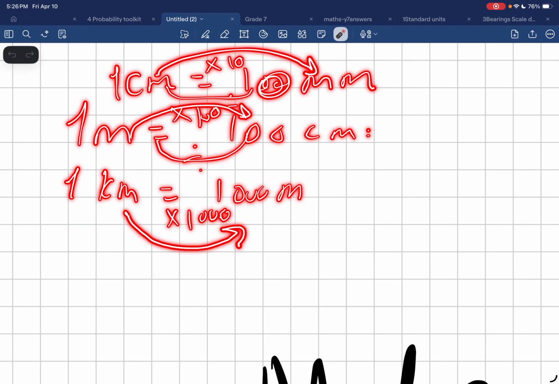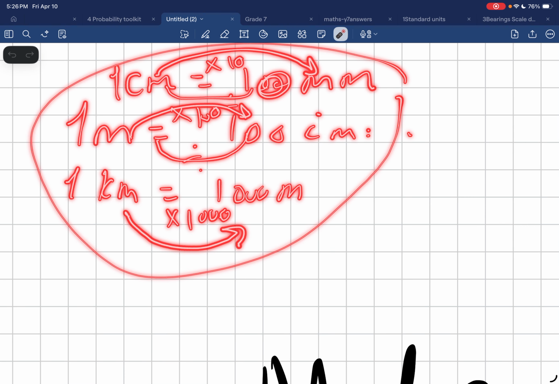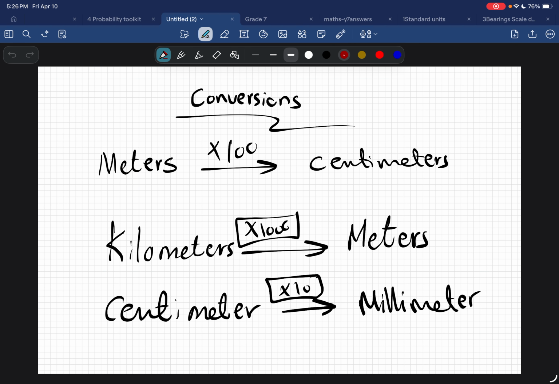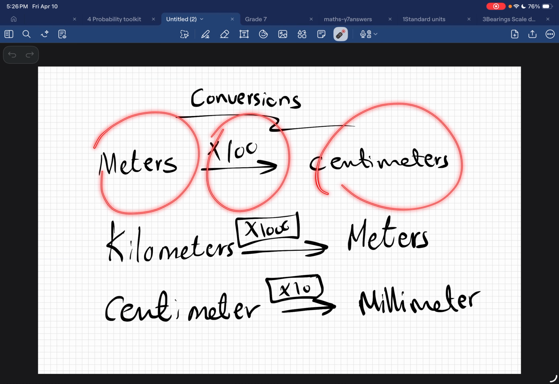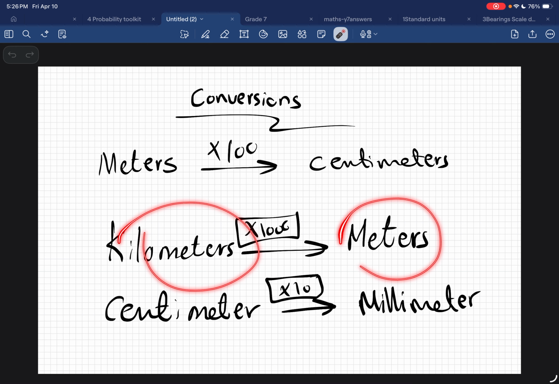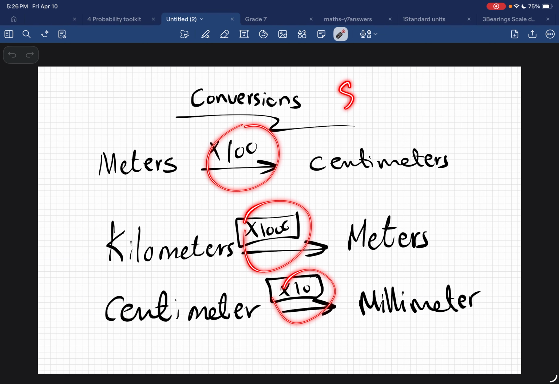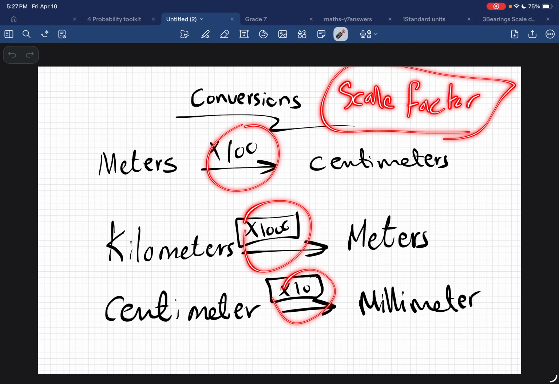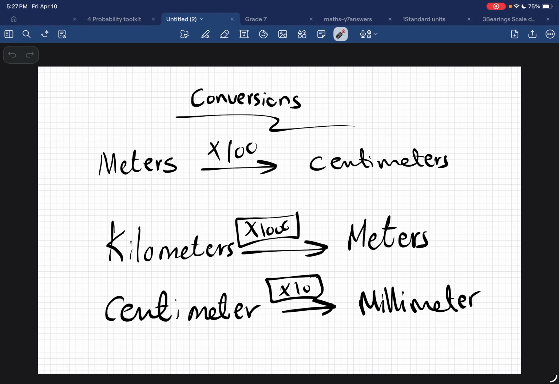So now, look at this part here. If I want to go from meters to centimeters, I'm going to multiply by 100. If I want to go from kilometers to meters, I'm going to multiply by 1,000. If I want to go from centimeters to millimeters, I'm going to multiply by 10. This, guys, is called scale factor. And if you want to go back from centimeters to meters, you're going to divide. From meters to kilometers, you're going to divide. And from millimeters to centimeters, you're going to divide by that same number.